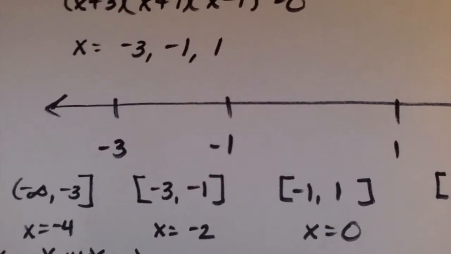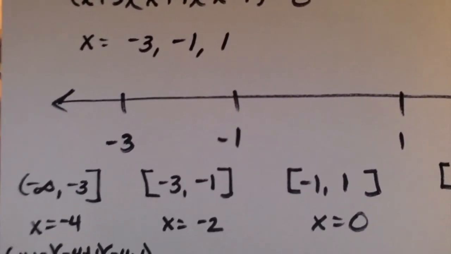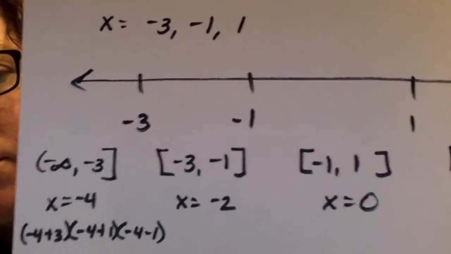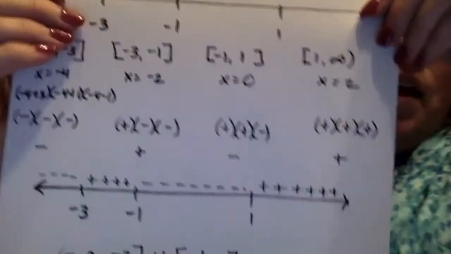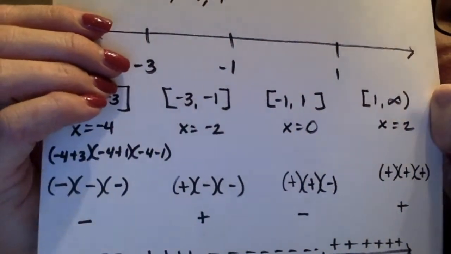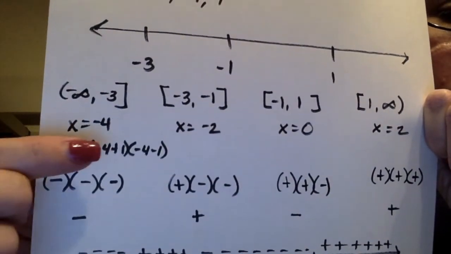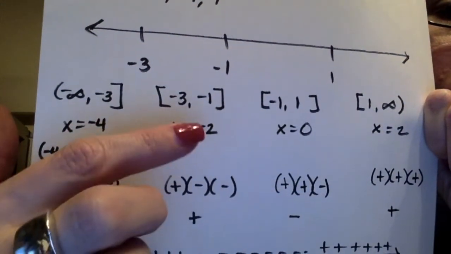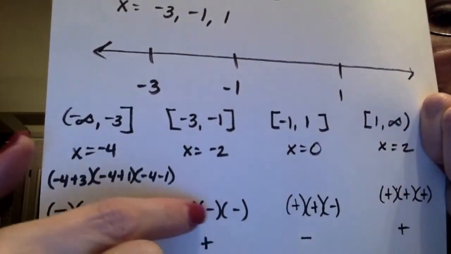And again, remember that when you're testing these values, we don't care what the actual numerical answer is. We only care if it's positive or negative. So I'm just going to worry about whether or not each factor is positive or negative. Over here, we can see that this would be a negative times a negative times a negative. Well, negative times negative times negative is negative. Here, if I think about x is -2 and I go back up here, well, -2 plus 3, that's positive.